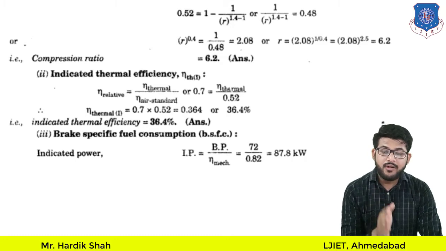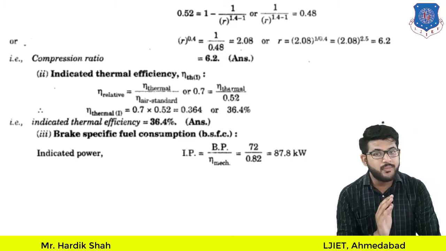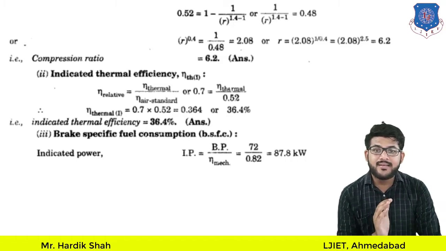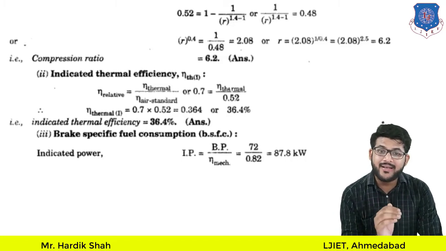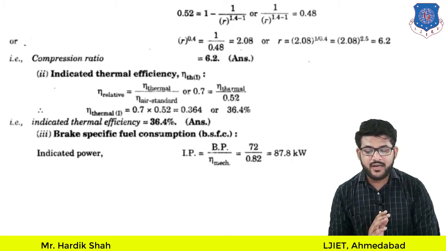Okay, so it will be converted according to the formula. So it will be 72 upon 0.82 and we will get 87.8 kilowatt, that is our IP. Done. So this is our first thing that we have found.